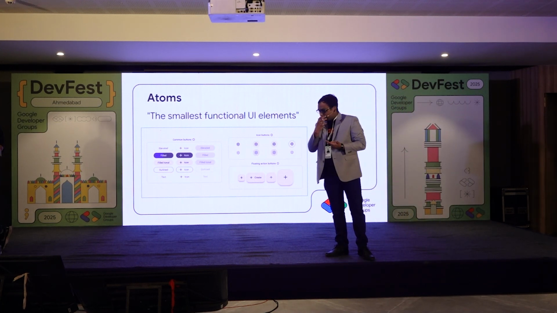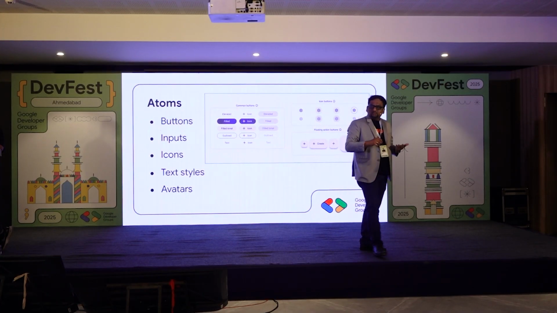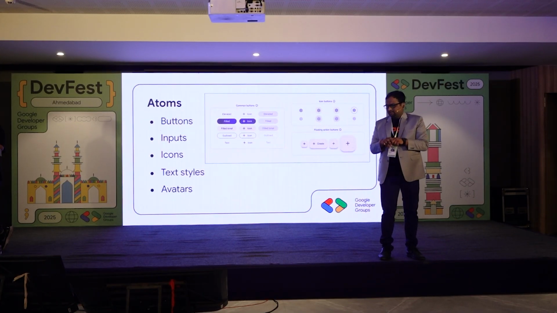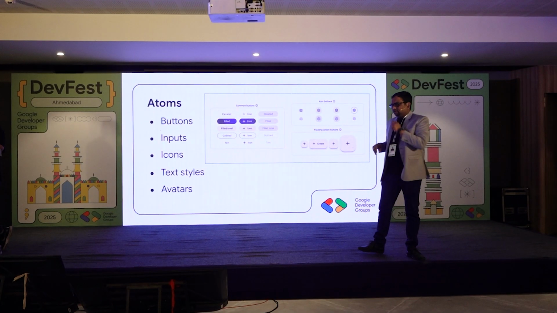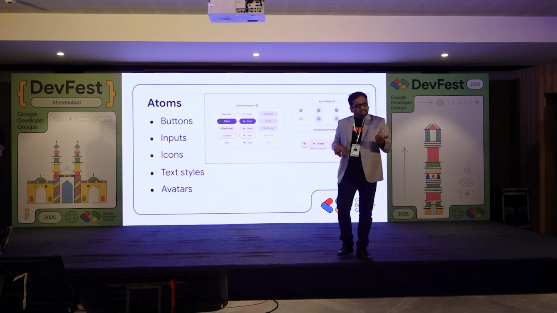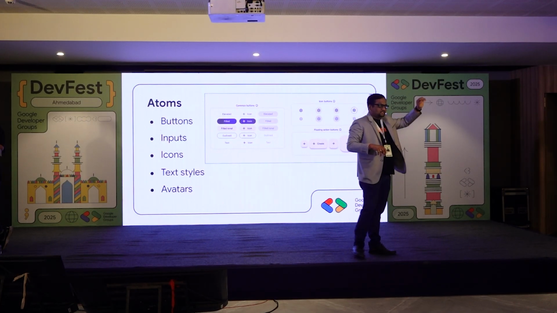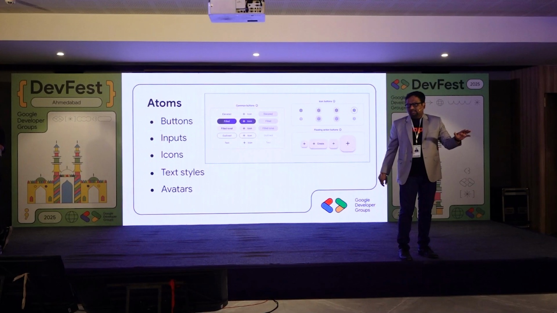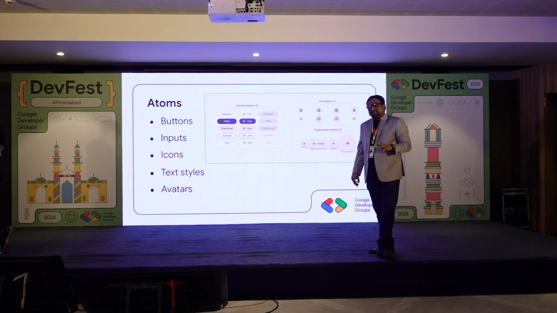Next, please. Buttons, your input box, all right? Your icons, your text styles. Text style is used individually. Title, subtitle, descriptions, right? Avatars. So these are the atoms.